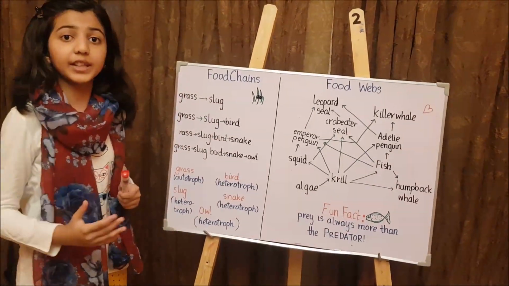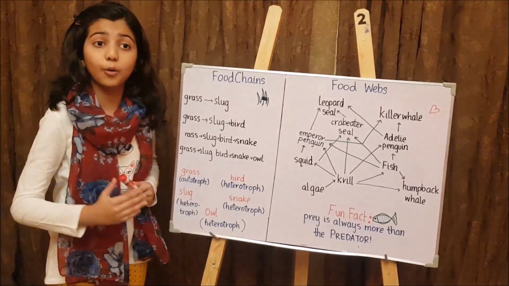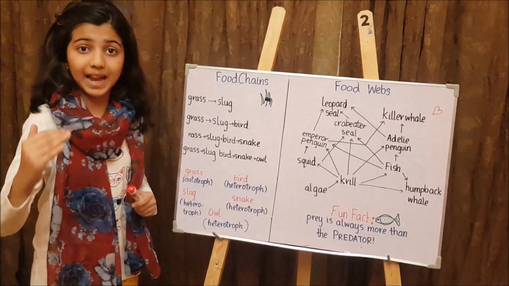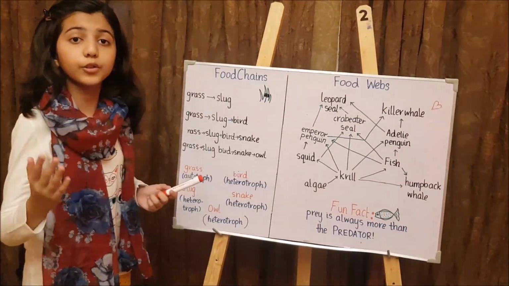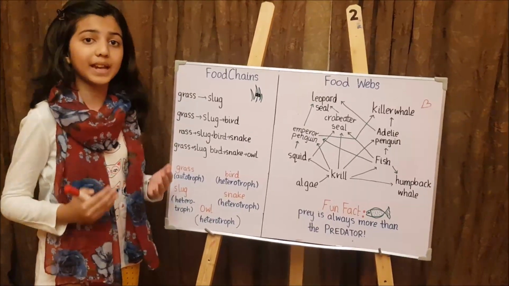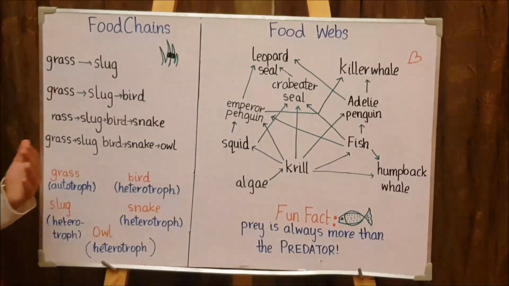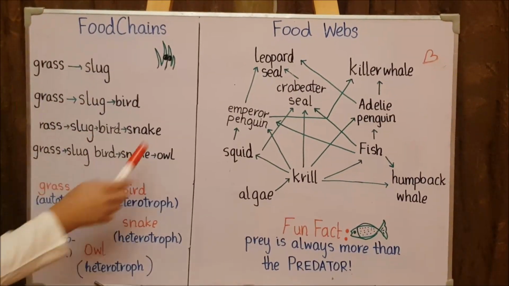Now, in a food chain, there are 5 levels called trophic levels, which actually show the position of each organism. The grass is the trophic level 1, also called the autotroph and producer. A producer is the organism that makes its food by itself using sunlight, and that is, of course, grass.